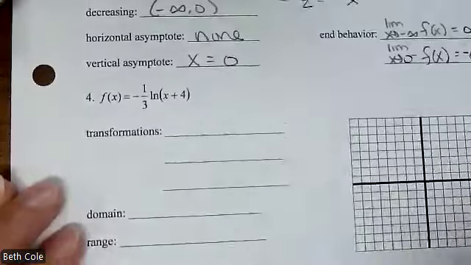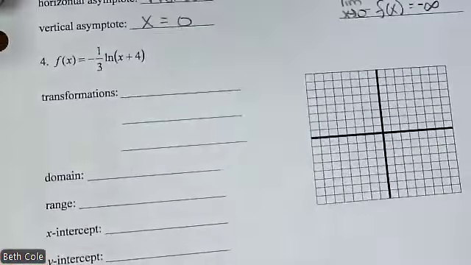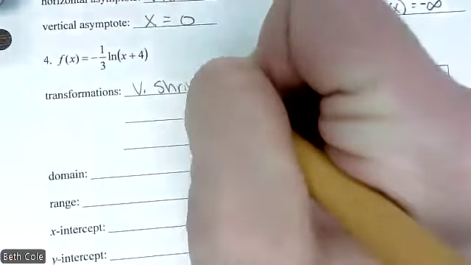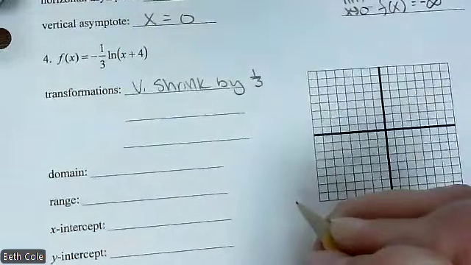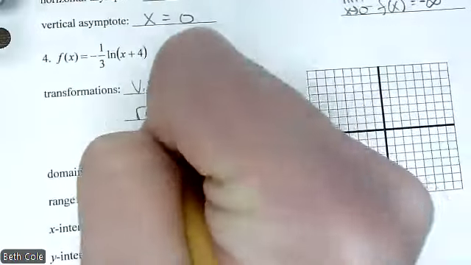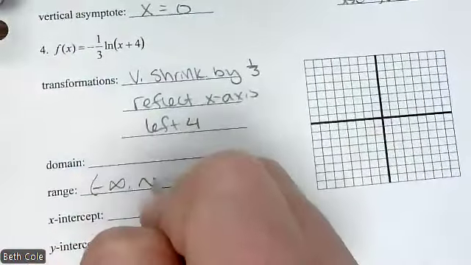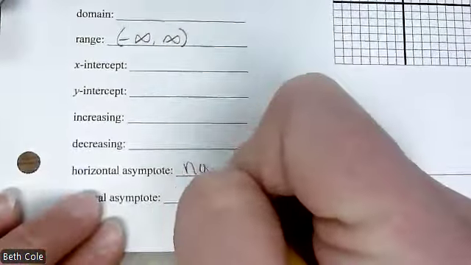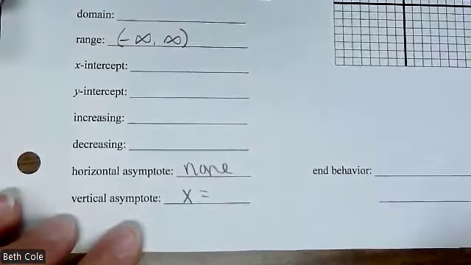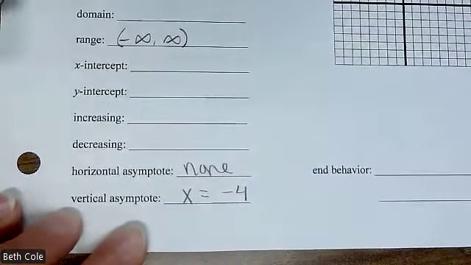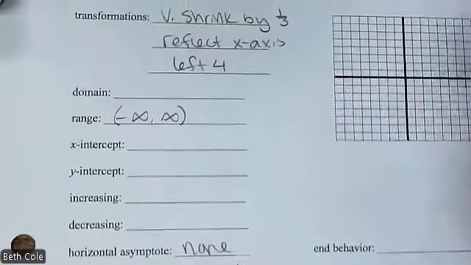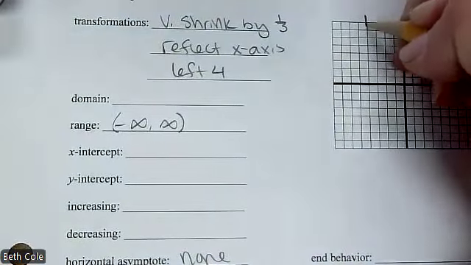All right, so this last one, 3 transformations for this one. What do you think? All right, vertical shrink by a third. Good. Perfect. Reflect and good. Left 4. So range is everything. That's one of your automatics. And horizontal is none. And what is your vertical? X equals -4, good, because it went left. See, you guys aren't stuck. You're good. 1, 2, 3, 4.